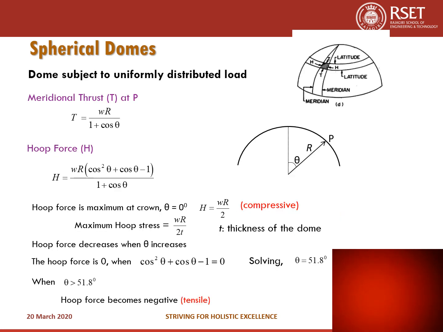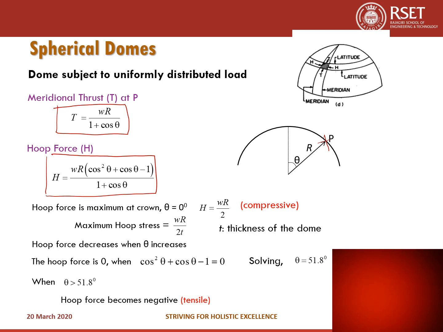Now let us consider the spherical dome subjected to uniformly distributed load. We already saw that there are two kinds of forces: the meridional thrust acting along the meridian, and hoop force acting along the latitude. The meridional thrust at any point P at an angle theta from the vertical can be derived as T = WR/(1 + cos theta). Similarly, hoop force can be derived as WR[cos²theta + cos theta − 1]/(1 + cos theta).